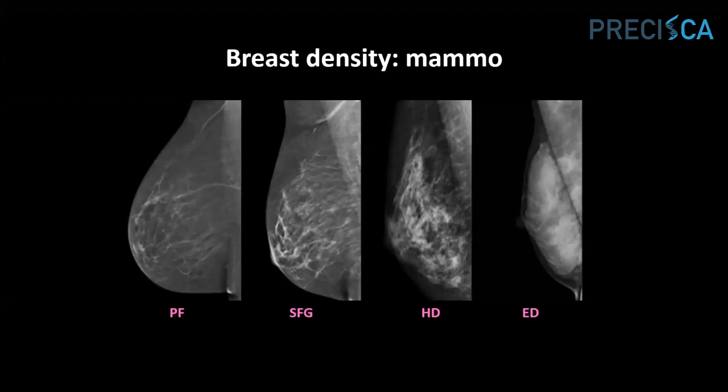So we start for mammography, and we characterize breast density, which can be almost entirely fatty, that's 10% of women, scattered fibroglandular tissue, which is 25% of women, heterogeneously dense breasts, another 25% of women, and extremely dense breasts, which is 10% of women.